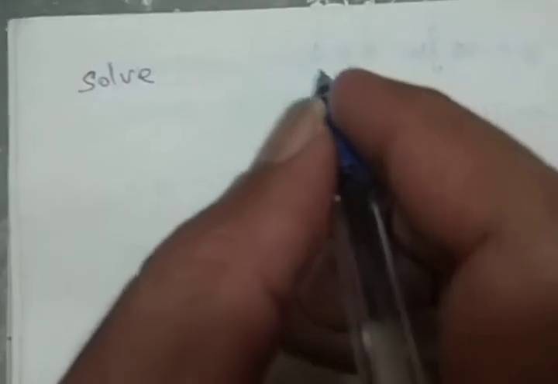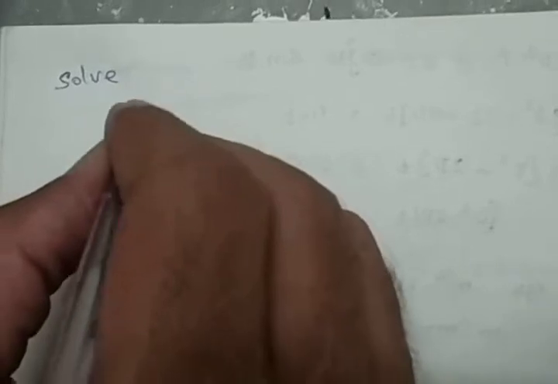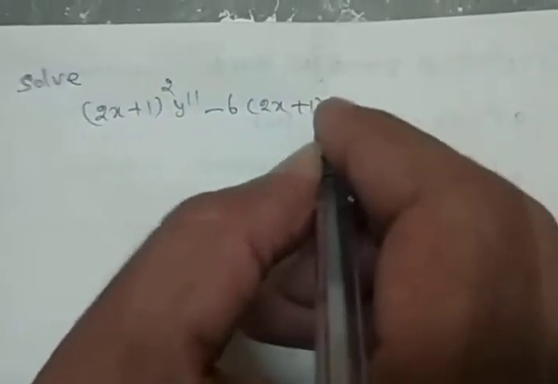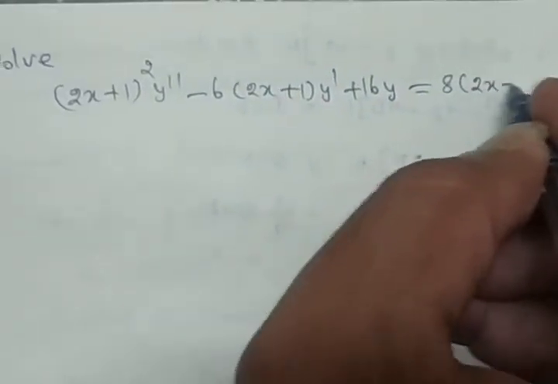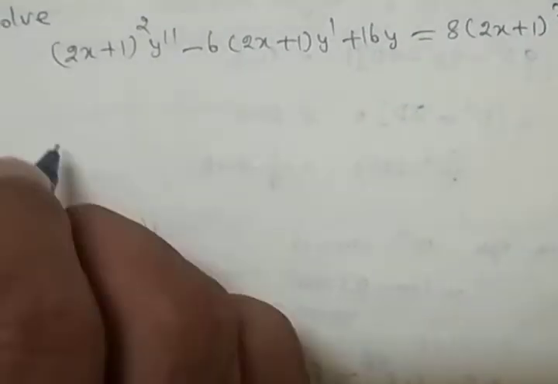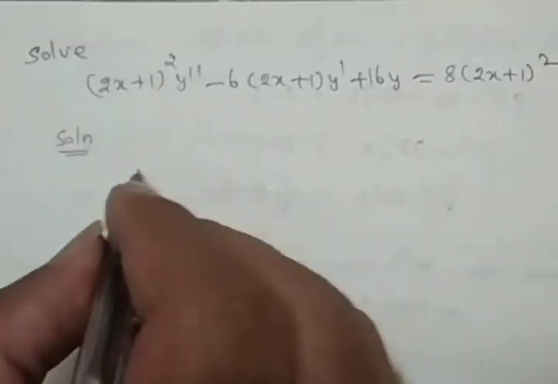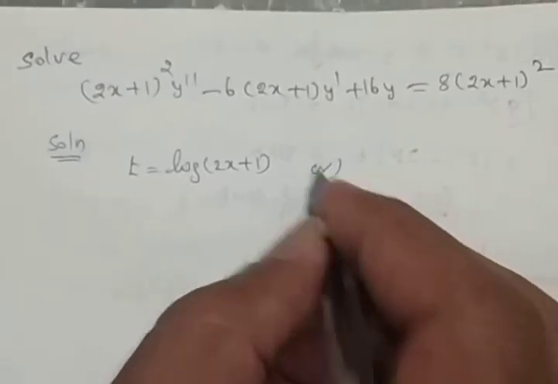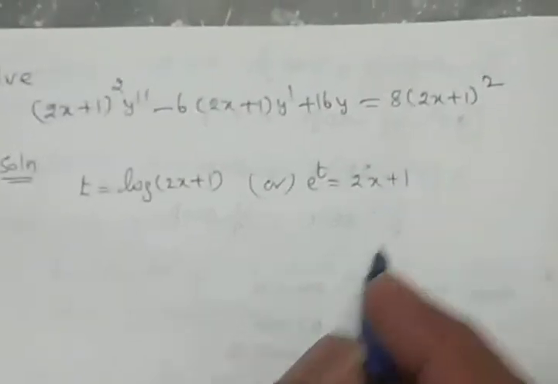Solve: 2x plus 1 whole square into y double dash minus 6 times 2x plus 1 into y dash plus 16y equal to 8 times 2x plus 1 whole square. So here we must consider t equal to log of 2x plus 1, or e power t is what? Here 2x plus 1 is there.